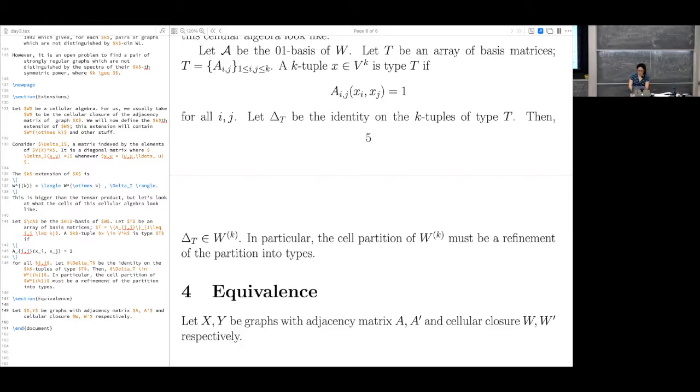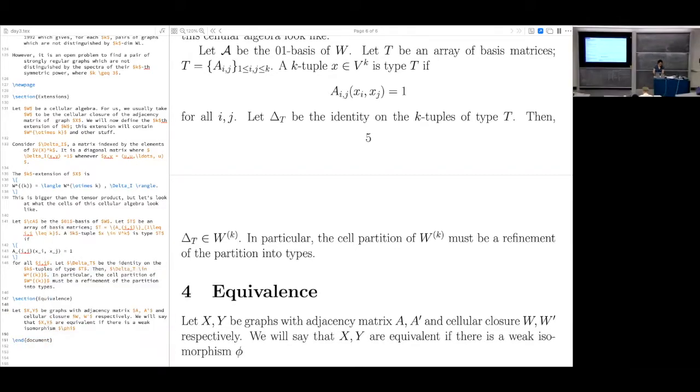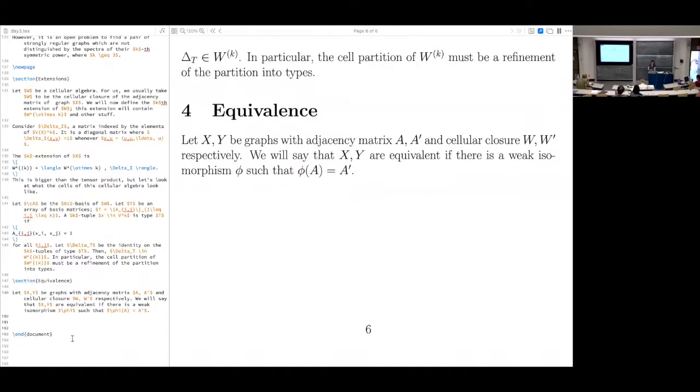So we're going to recall that we will say that X and Y as graphs are going to be equivalent if there is a weak isomorphism, and I need its name. Its name is phi, such that phi takes the adjacency matrix to the other adjacency matrix. Stronger than just being weakly isomorphic. So if this is true, then there's already something that is true.